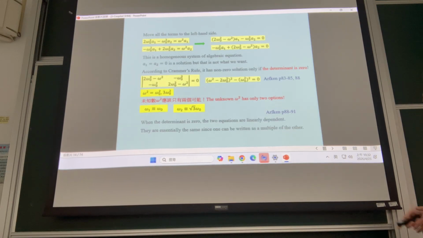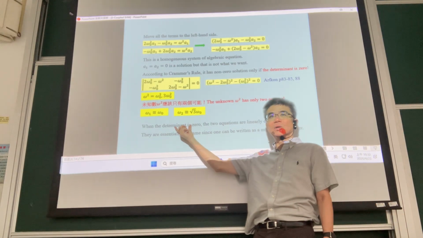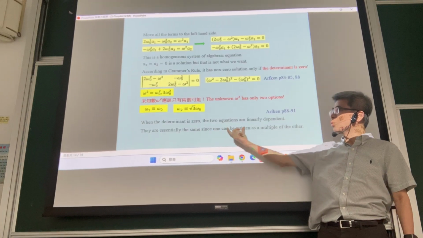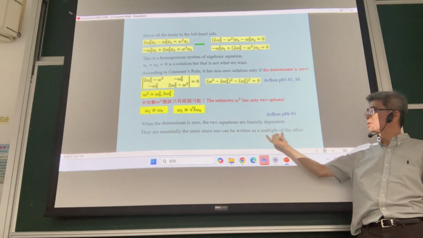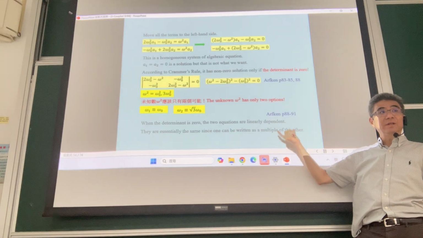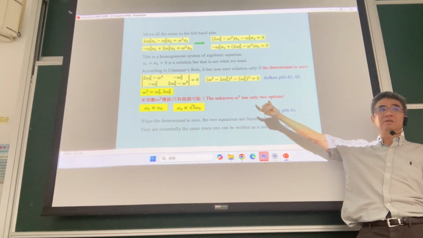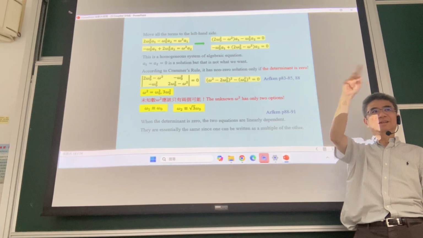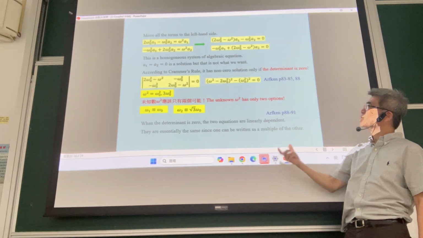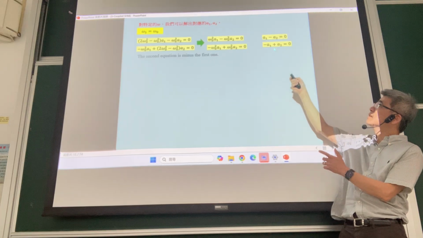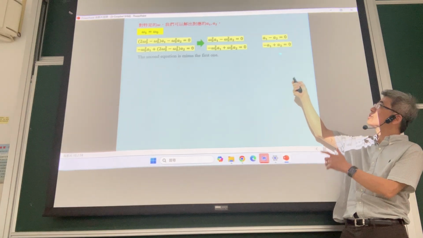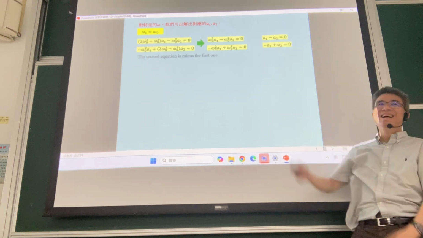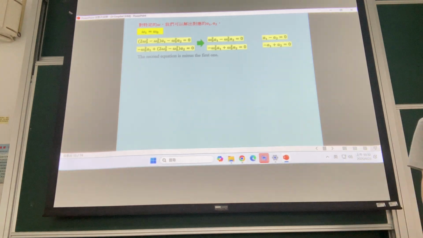So that's why I say if the determinant is equal to 0, then they are the same, because one of them could be written as a multiple of the other. 所以当你的这个行列式等于0的时候，其实你并不是有2个方程式，其中一个事实上是另外一个的 multiple，就像这里，one of the equation, the second one is actually the first one times minus 1. Okay, yeah. So actually you have only one solution.